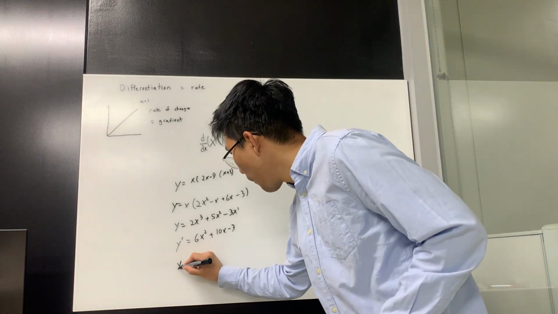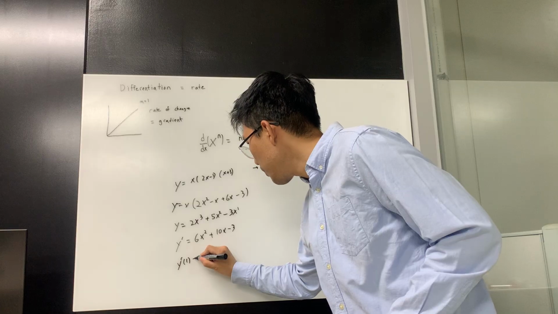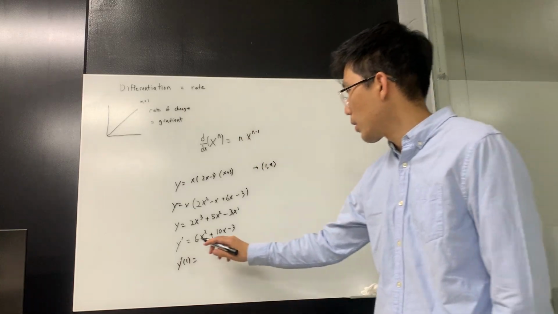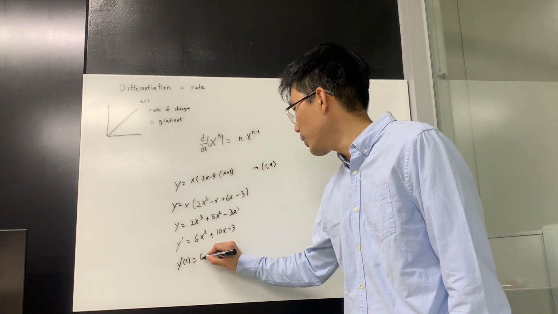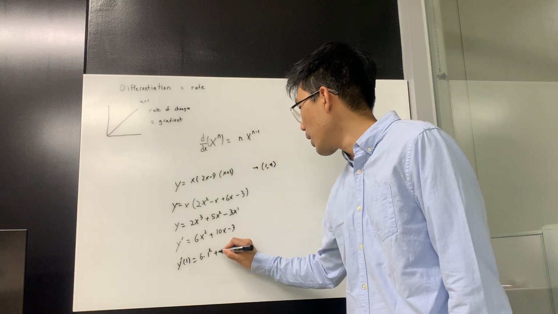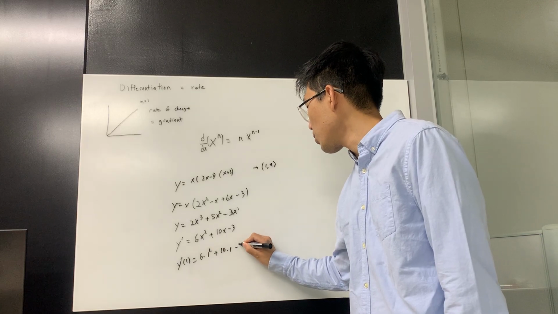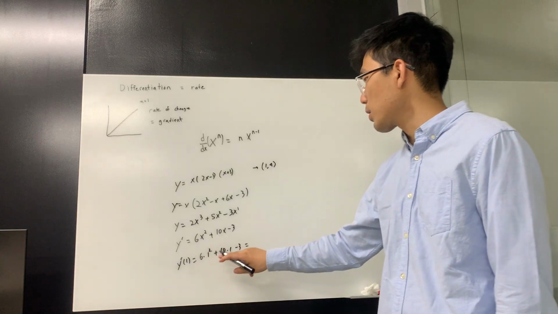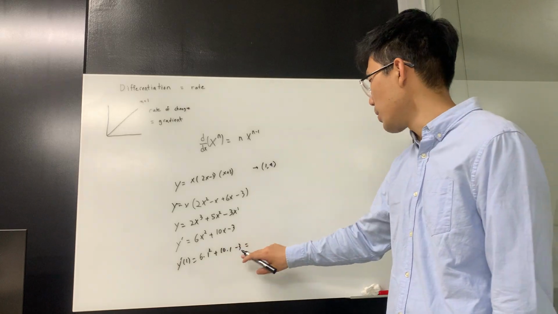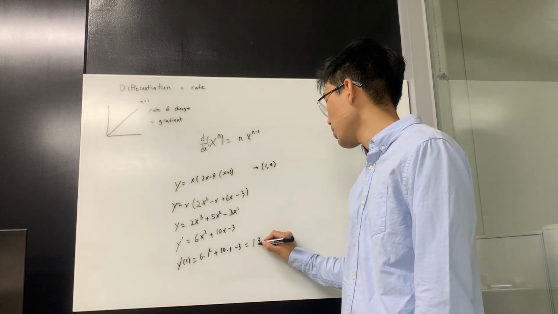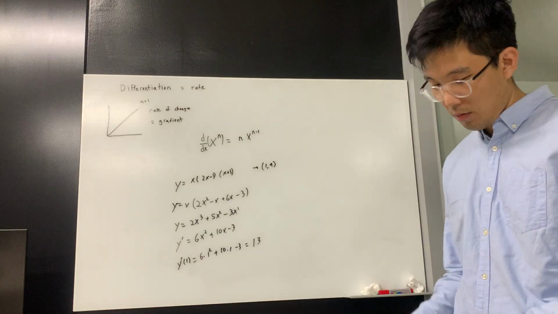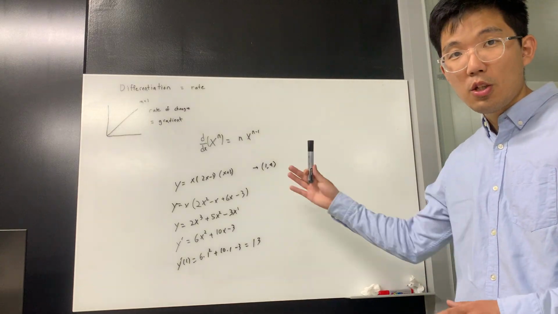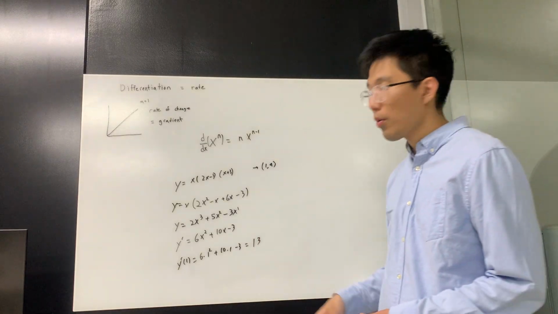So let's plug it in. 6 times 1 squared plus 10 times 1 minus 3 is equal to 6, 10, 16 minus 3 is 13. Okay? This is just mostly algebra. You should be able to follow through.